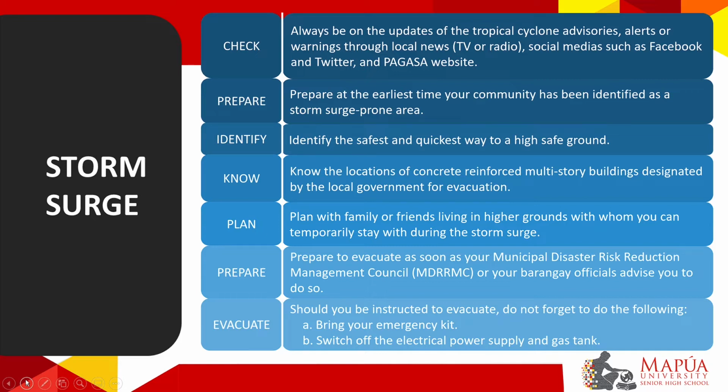Should you be instructed to evacuate, do not forget the following. Bring your emergency kit and switch off the electrical power supply and gas tank. What we can do in storm surges is to identify areas that are prone to storm surge and to follow our evacuation procedures when there is a storm surge happening in these areas, or if we are a part of these areas that are prone to storm surge.